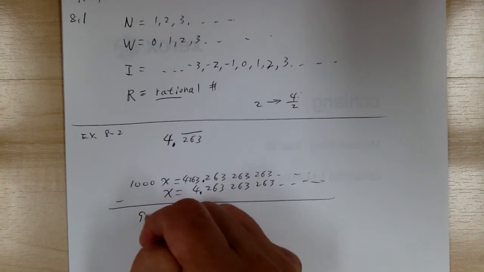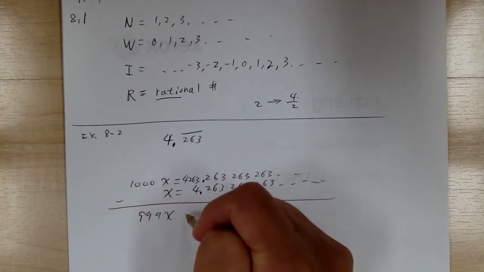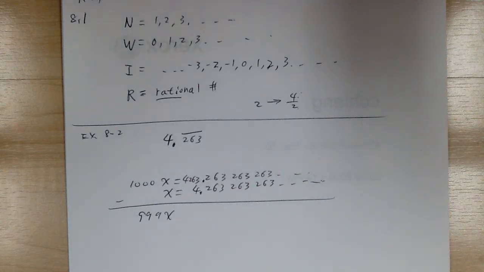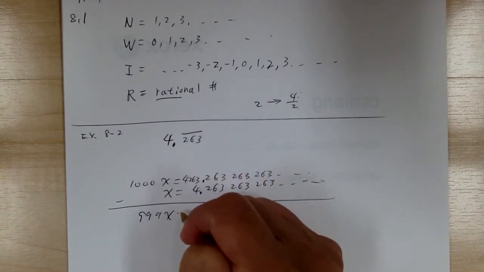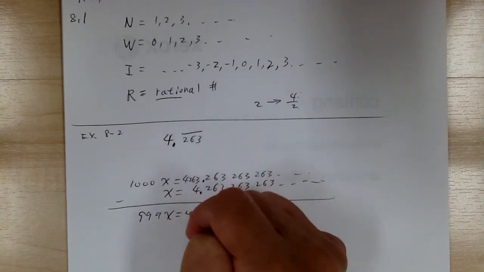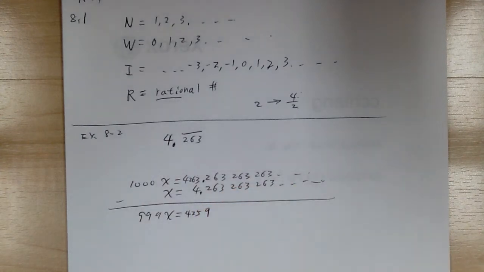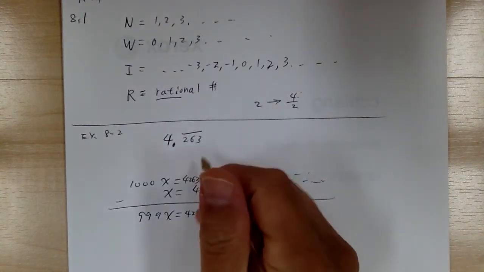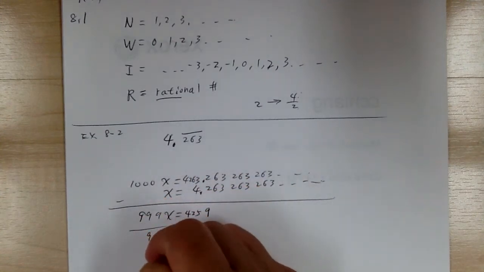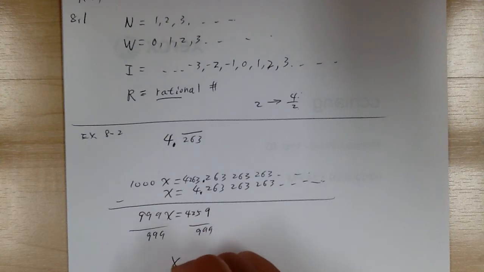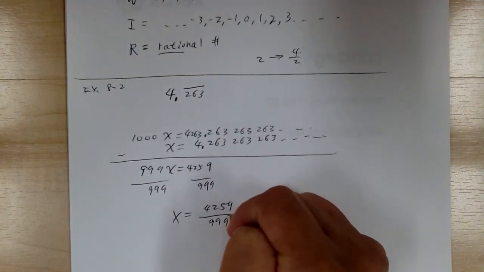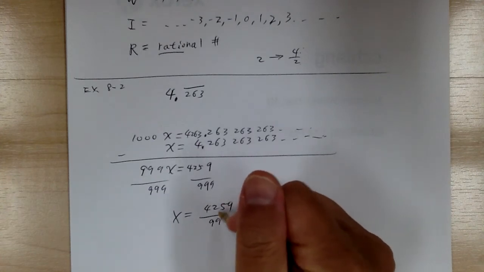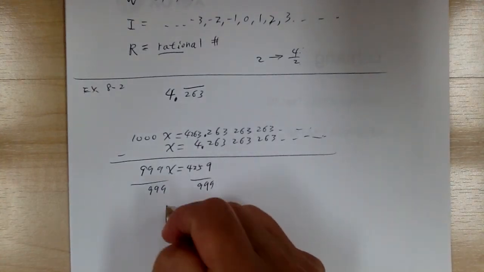you're going to get 999x equal to, when you subtract, 4259, because all of this gets canceled out. Then you just divide by 999. So x equals 4259 over 999. And then you want to check to see if you can reduce.